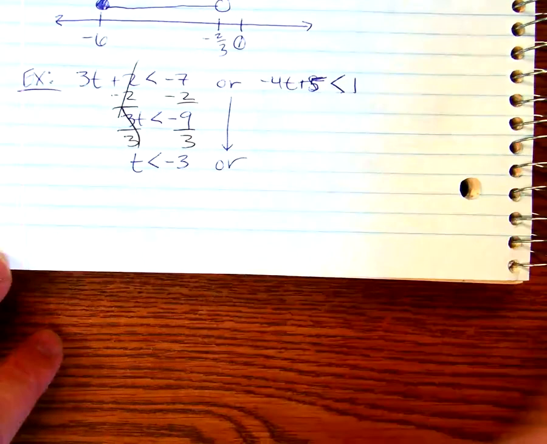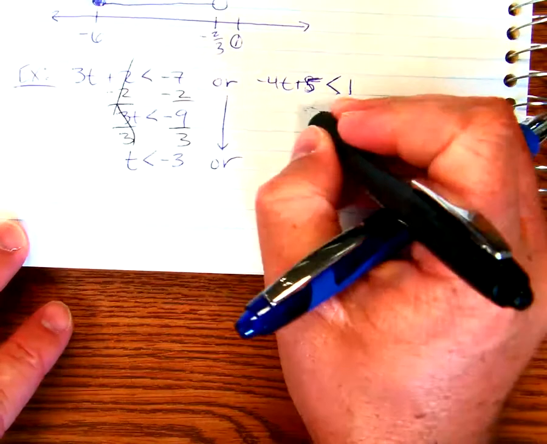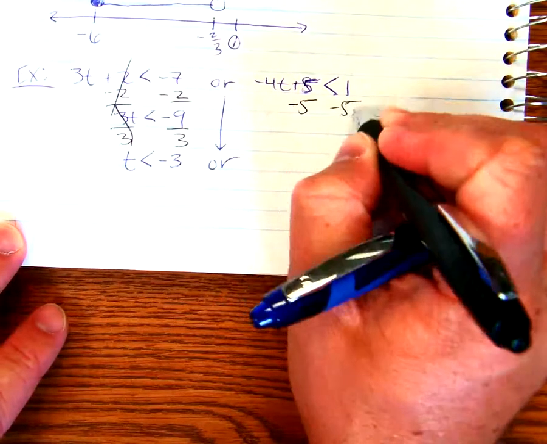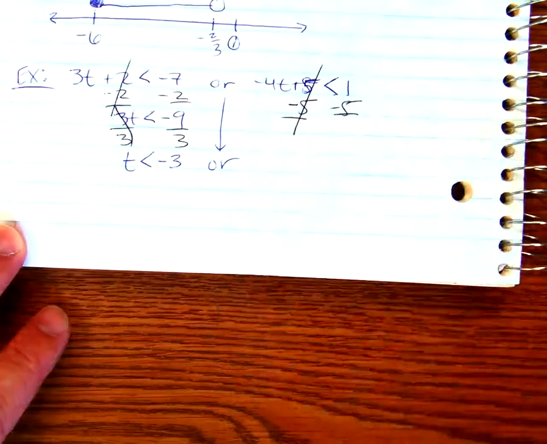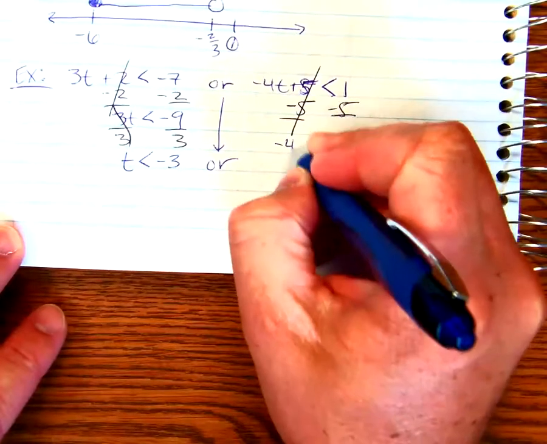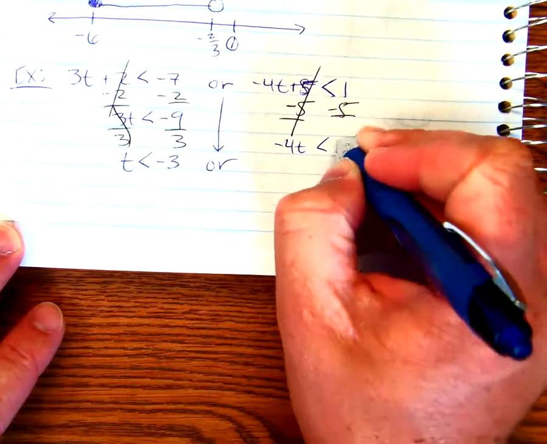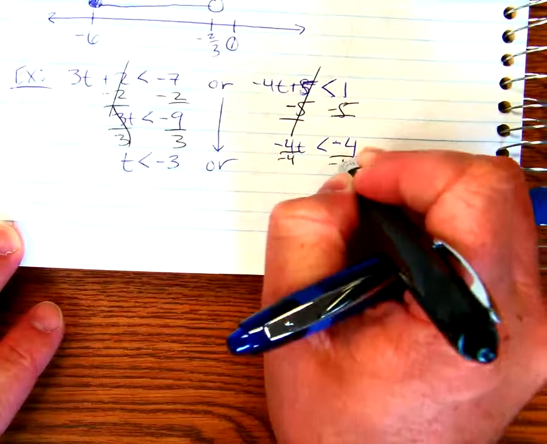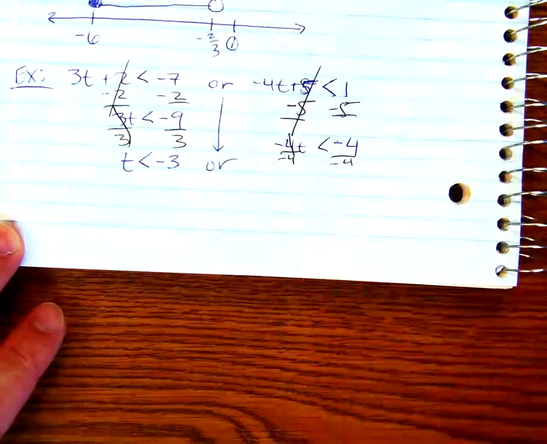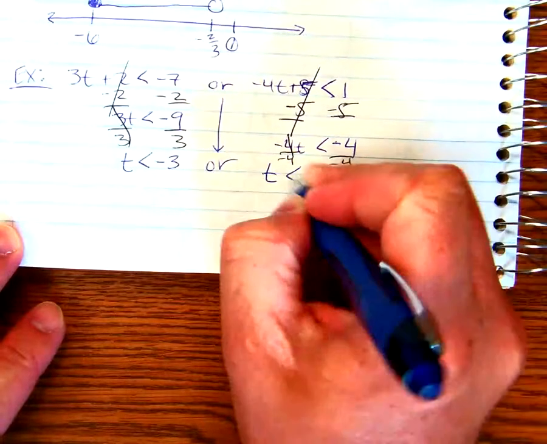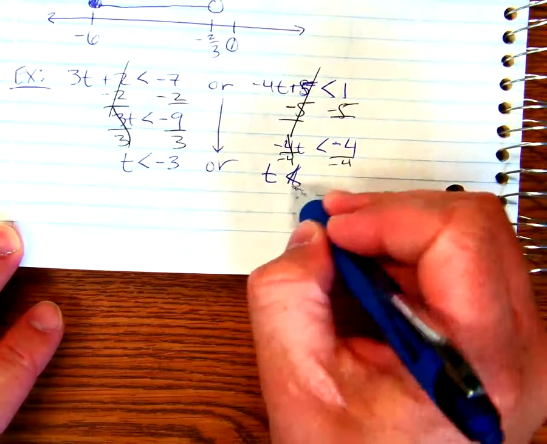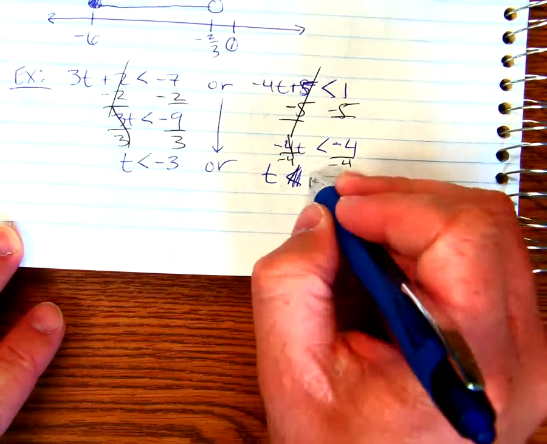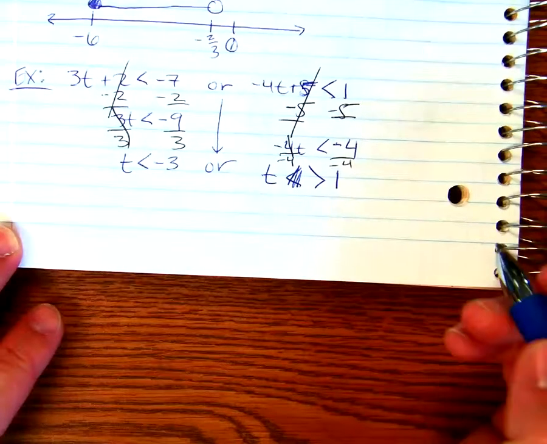Or, and then we do the other one completely separate. Subtract 5 on both sides to get rid of the plus 5. So we now have negative 4t is less than negative 4. We divide by negative 4 on both sides. And we get that t is less than, I'm sorry, not less than. We divided by a negative this time, so greater than 1.